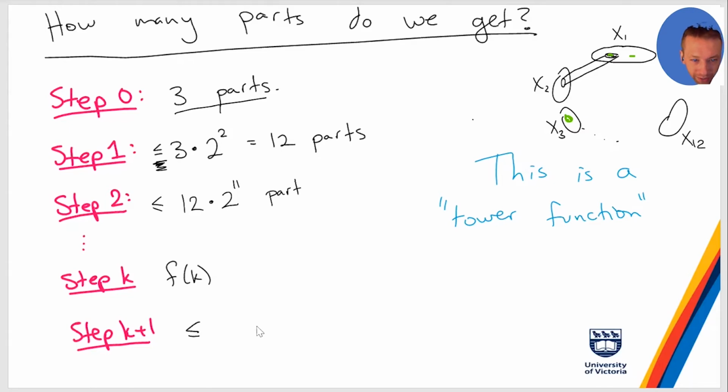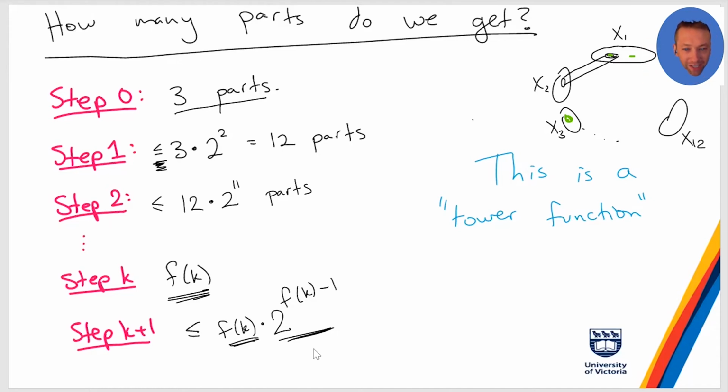And the way this goes is that if you look at f of k, where f of k is the upper bound on the number of parts at the kth step, then at the k plus first step, it's at most, I think, f of k times 2 to the f of k minus 1, because I had that many parts and each of them could be broken into that many pieces. So it's like recursively applying exponentiation. So you have 3, and then you have 3 times 2 to the 3 minus 1. But anyway, it's recursively applying exponentiation.